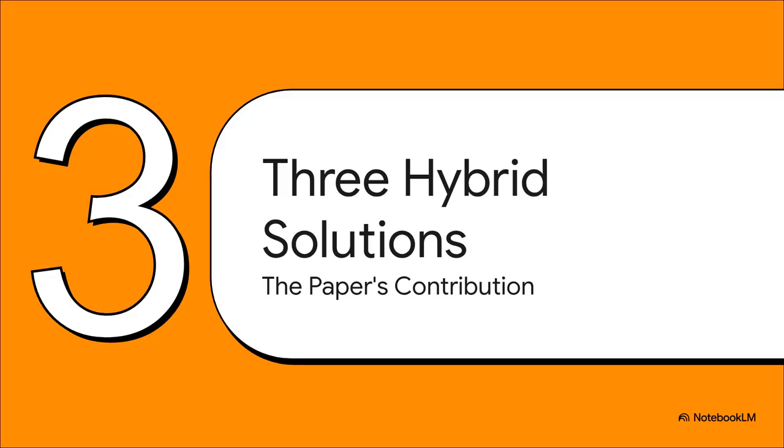Okay, so we've got the problem, we've got our definitions. Now we're getting to the main event. This is the heart of the paper, the methods section. This is where the authors really show their work and present their big idea, a breakdown of 3 different ways to combine these neural and symbolic systems.